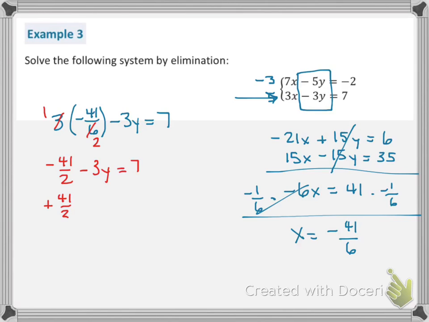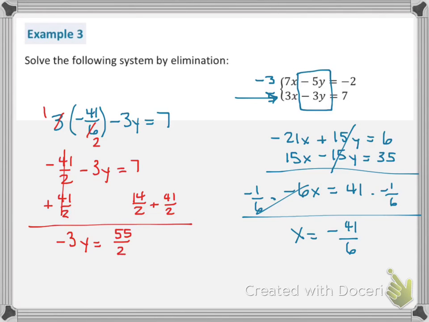And that means I'm gonna change my 7 into halves. That would be 14 halves. So let's think of this as 14 halves plus 41 halves. Okay, and then 14 halves is 14 plus 41. So let's see. We've got negative 3y is equal to 41 and 14 is 55 halves.